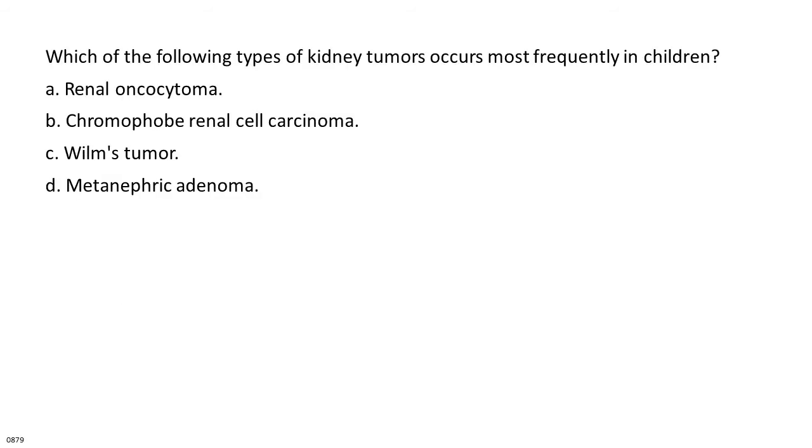Which of the following types of kidney tumors occurs most frequently in children? A. Renal oncocytoma. B. Chromophobe cell carcinoma. C. Wilms tumor. D. Metanephric adenoma.